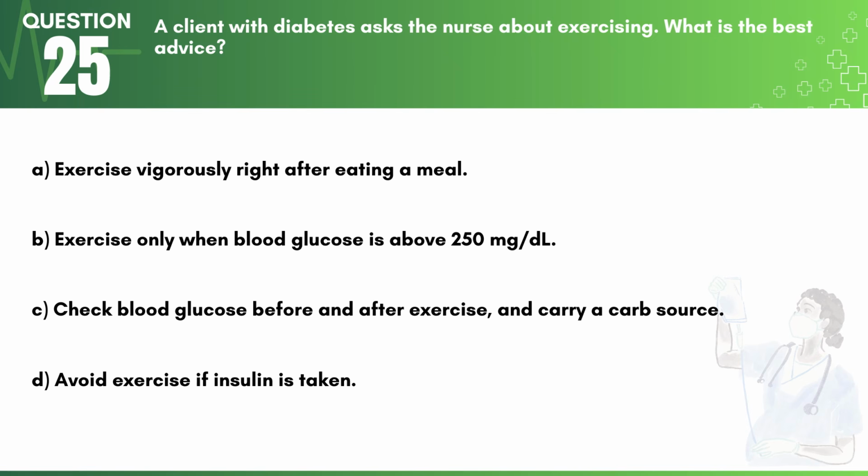Question 25. A client with diabetes asks the nurse about exercising. What is the best advice? A. Exercise vigorously right after eating a meal. B. Exercise only when blood glucose is above 250 mg per deciliter. C. Check blood glucose before and after exercise, and carry a carb source. D. Avoid exercise if insulin is taken.